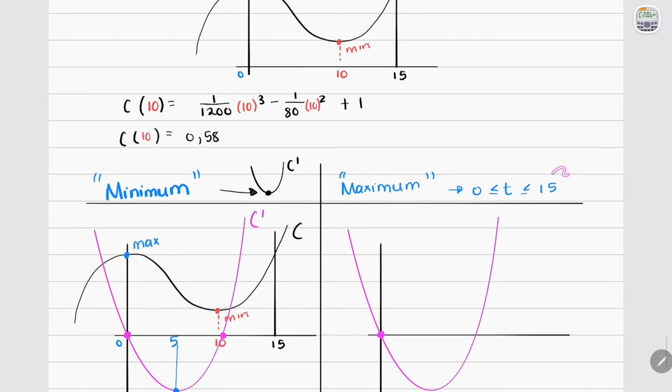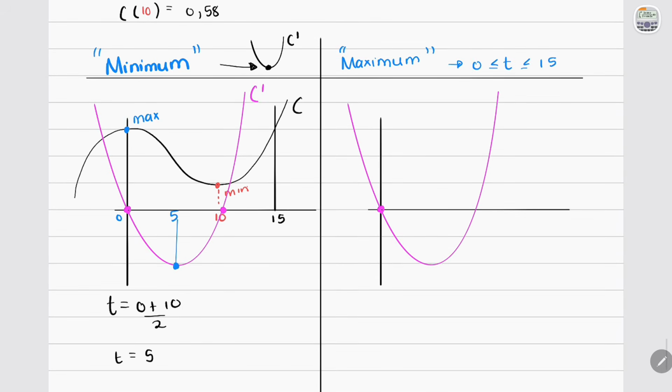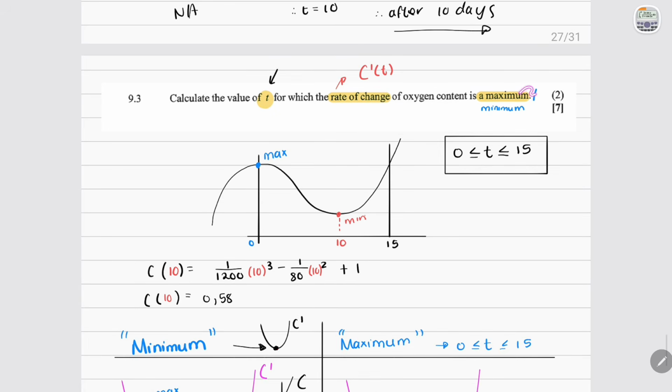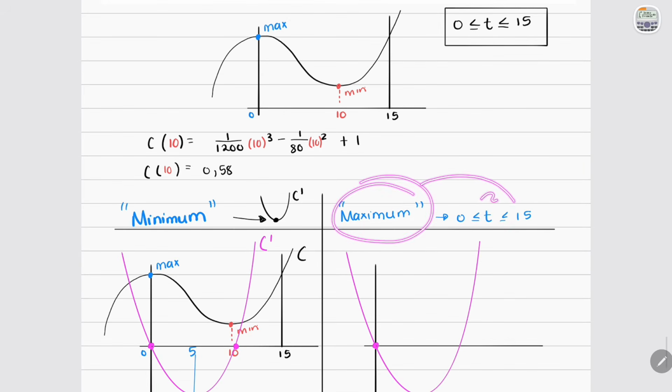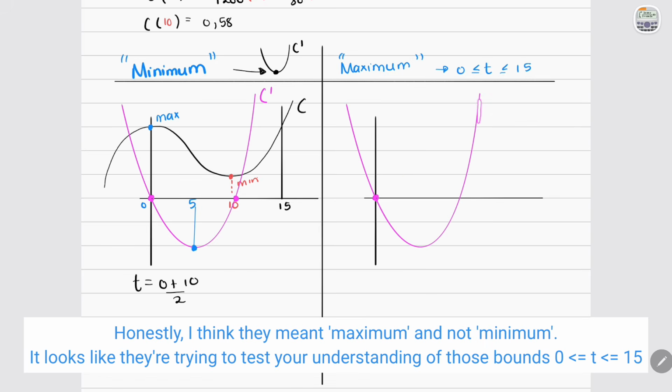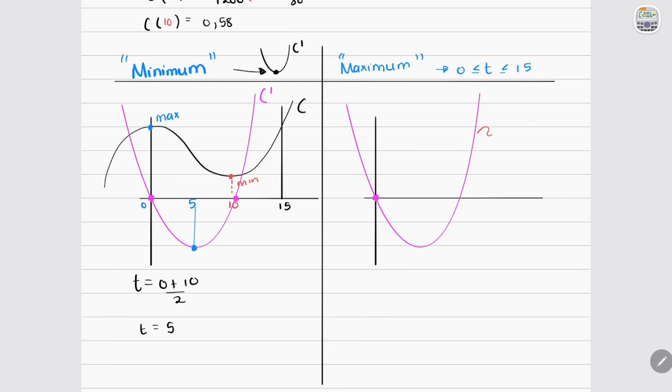If there were no bounds though, if they didn't give us any of these bounds, then we couldn't find a maximum gradient because there would be no such thing. It will just keep going up to infinity. So that's why I'm saying they either meant minimum, or maybe they did actually mean maximum, but because they gave us bounds, they said it can't go past 15 and it can't go lower than 0, then yes, the highest gradient would occur at 15 because this is where it would reach its highest, since it's cut off at this point. So I have two answers for this.